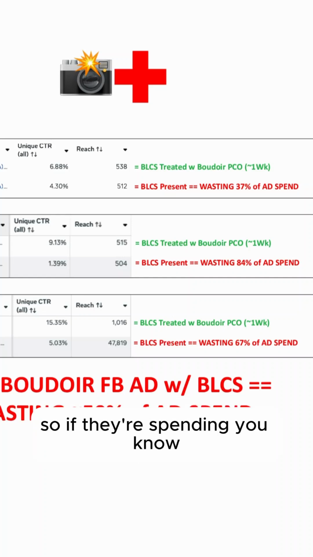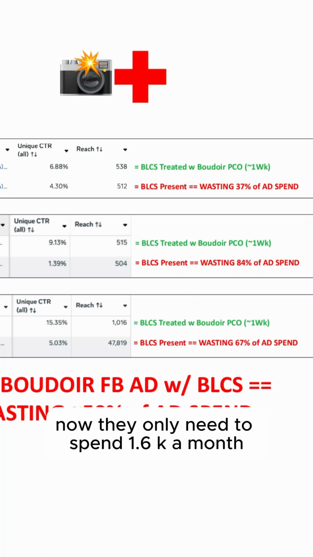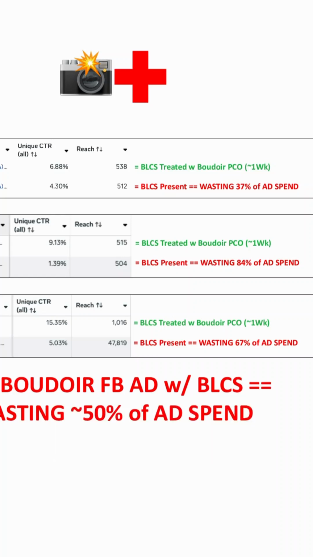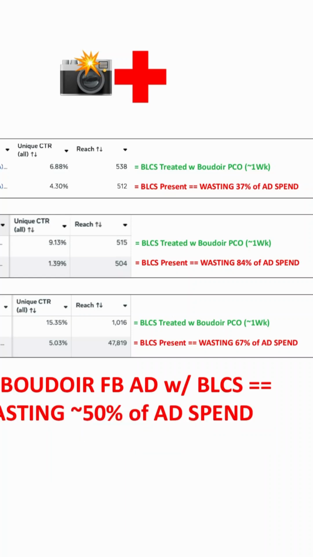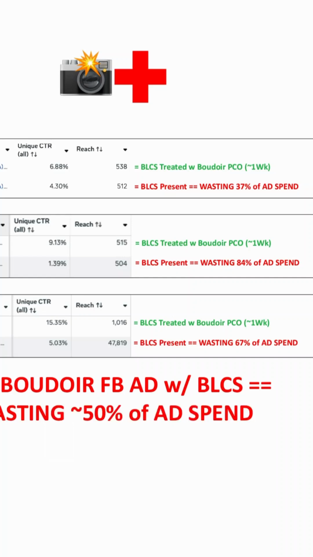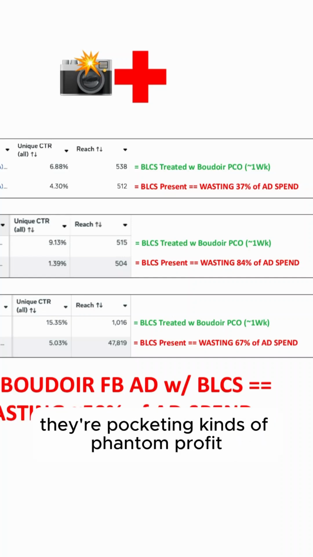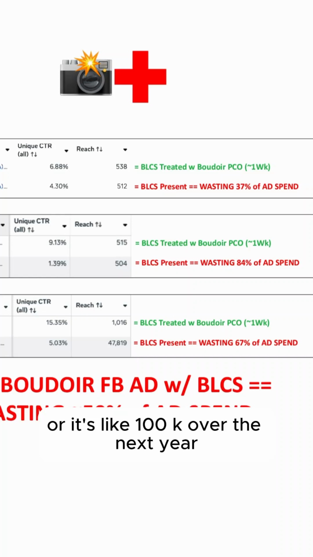So if they're spending 10K a month on Boudoir Facebook ads on the original, now they only need to spend 1.6K a month with the Boudoir Pico treated ad to get their ad into the same number of women's brains in both scenarios. And that means they're pocketing kind of a phantom profit, $8,400 a month every single month. Or it's like 100K over the next year without having to do any extra work.